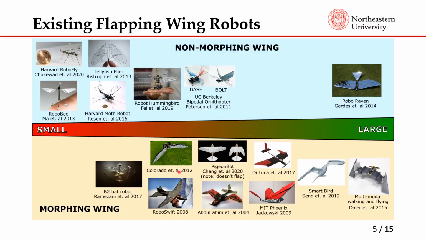Abdurrahim robot by Abdurrahim as well, and particularly on the larger scales, we have the Smart Bird, and there's some unique flapping wing robot too, such as the one with multi-modal capabilities such as this one. They can fold their wings and make it into a walker robot, and then transform back to a flapping wing robot after that. So there are plenty of examples, and our robot will be around this area on the smaller side, but not small enough to be considered micro scale flyers.